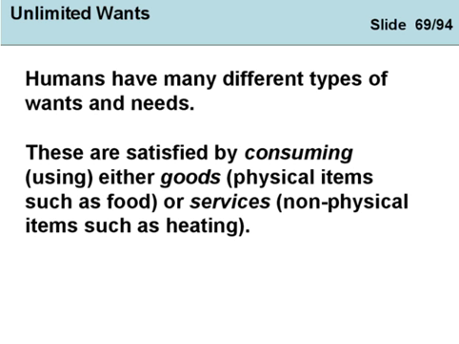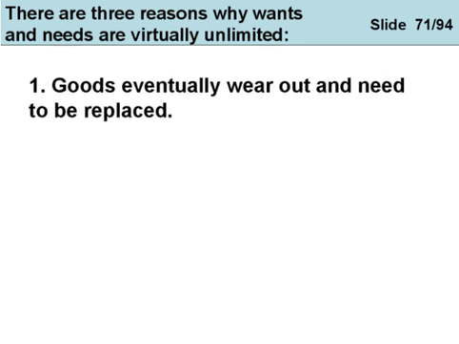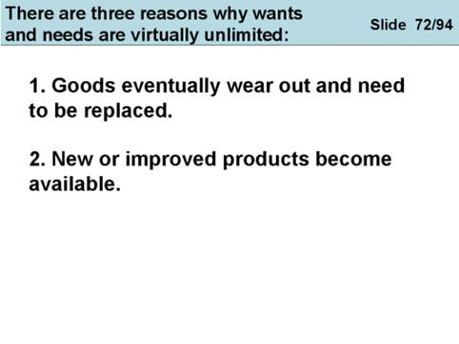There are three types of wants that we can identify. First of all, goods eventually wear out, so we need to replace the goods. Well, that's pretty straightforward. Sometimes new goods or improved goods become available, so we want to upgrade our goods. You have an old bashed up television and you want to have a new modern super deluxe one with surround sound and so on and so on.